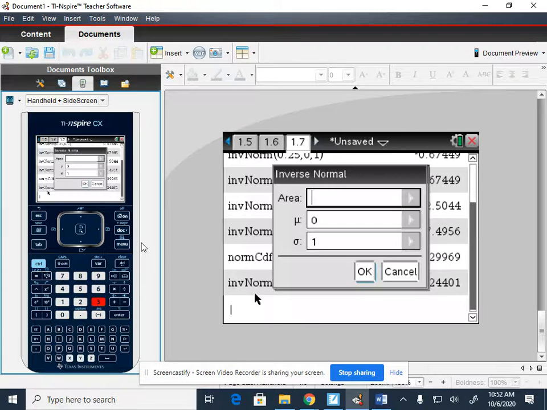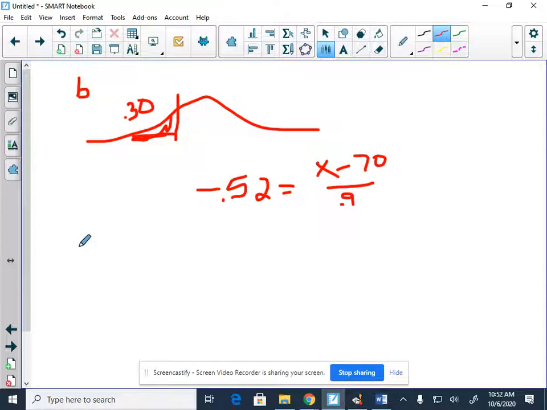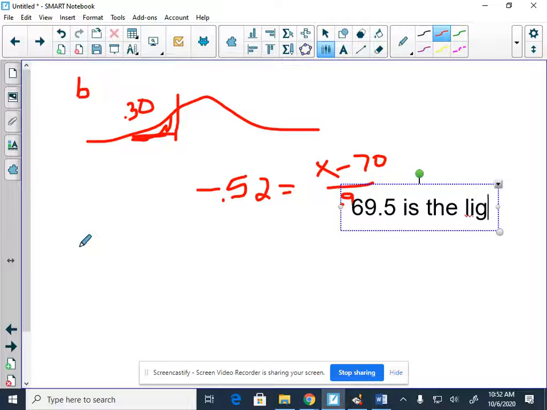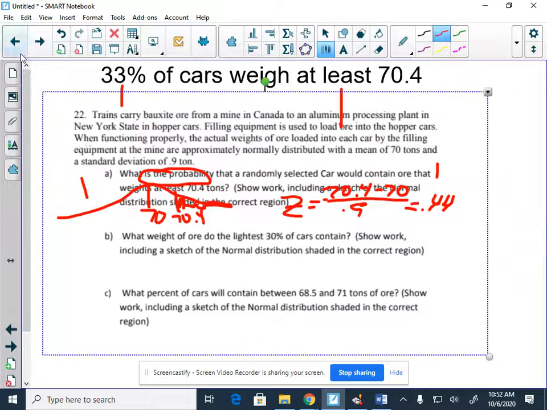Menu 653. 0.30, 70, and 0.9, it'll solve it. You can either solve it algebraically or you can solve it this way. So 69.5 is the lightest 30%. Something like that with the context at the end. Again, look for the 4 different points, the curve, the z-score, and the answer in context.